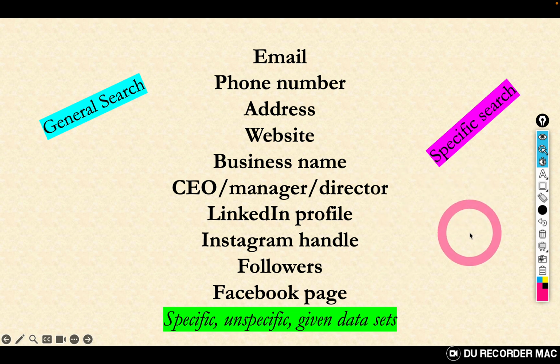Remember, I mentioned in the first video that in the process of getting your leads, it is important to pay attention to whatever the client is asking for. Some clients will ask you for the email address, phone numbers, the physical address, the website, the business name, just these 5. Some will go ahead and put the CEO, manager, director, the LinkedIn profile, the Instagram handle, the number of followers, the list of followers on Instagram, the Facebook page. I'm going to show you how to generate all this.